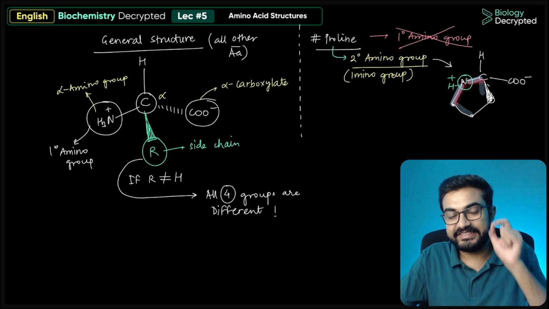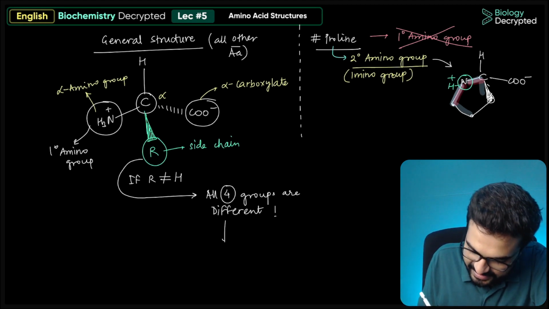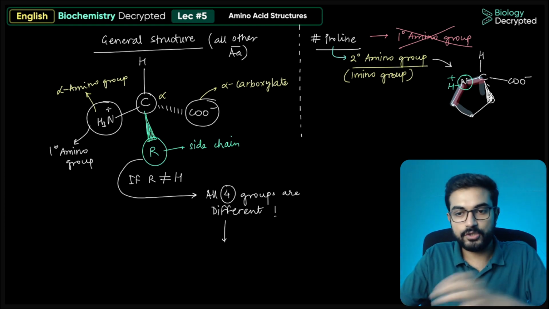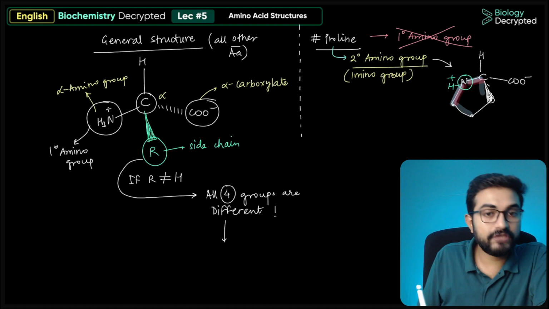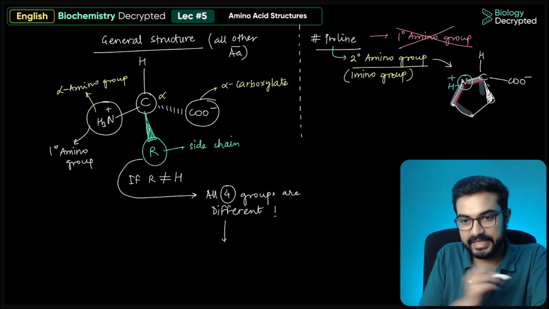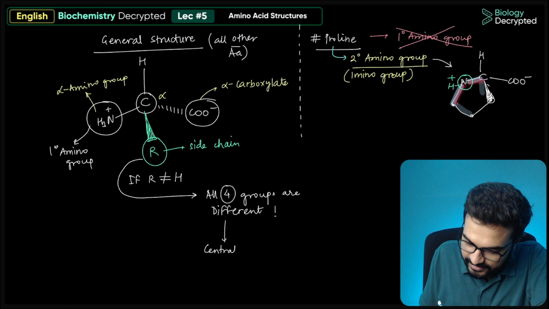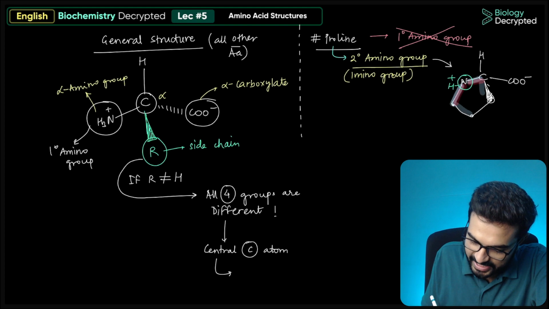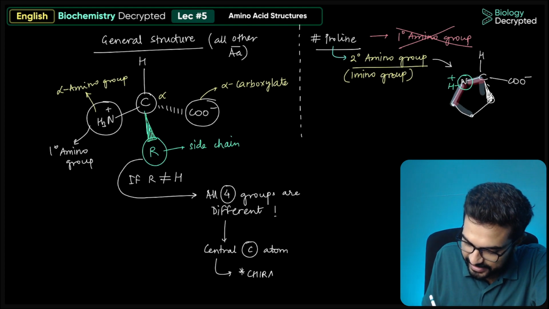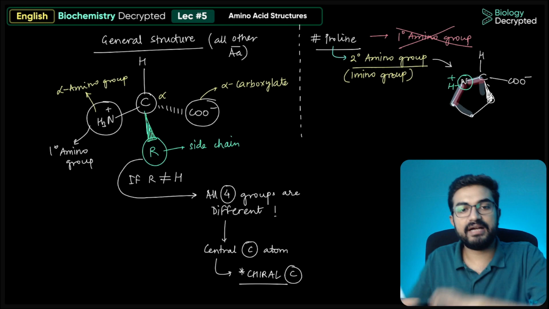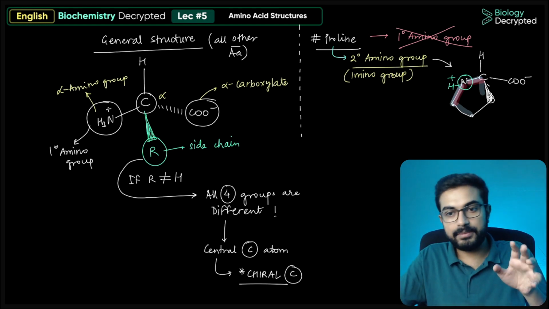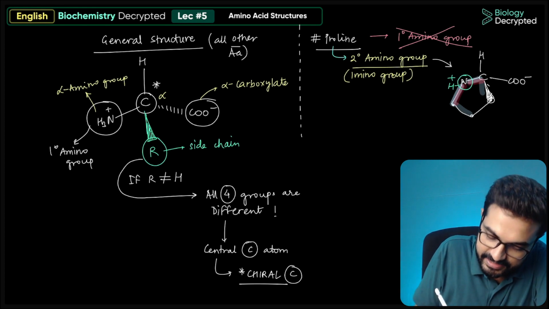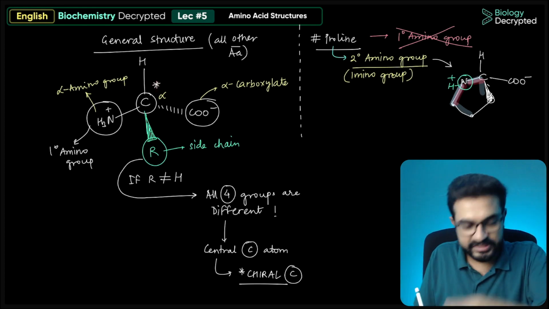And here the central carbon, since it has sp3 hybridization, has a tetrahedral geometry. If all four groups are different and R is not equal to H, then the central carbon atom will be called a chiral carbon. This alpha carbon will be called a chiral carbon, and chiral carbons are generally represented in this manner. So this is a chiral carbon.